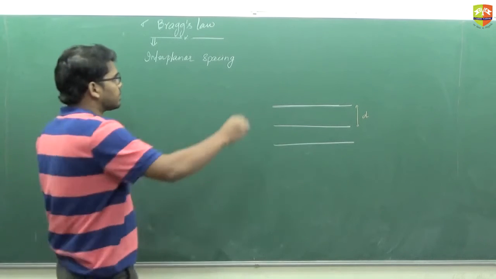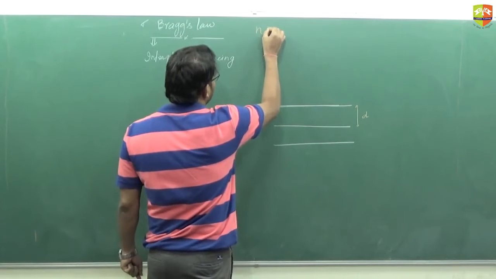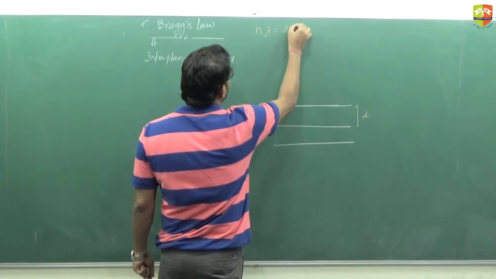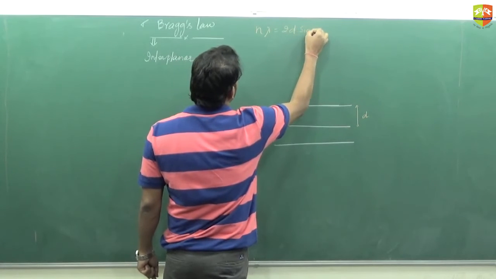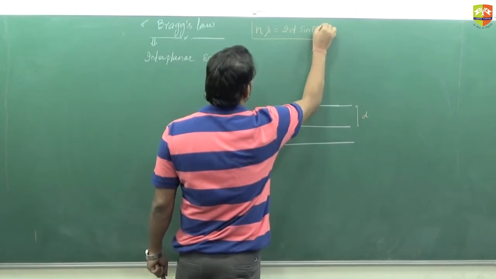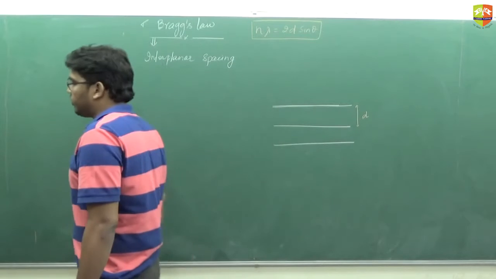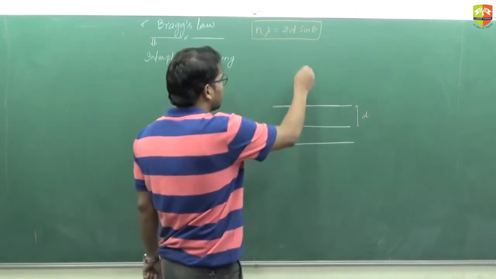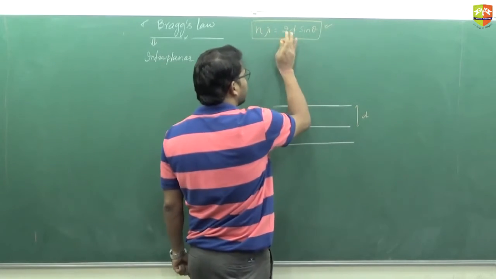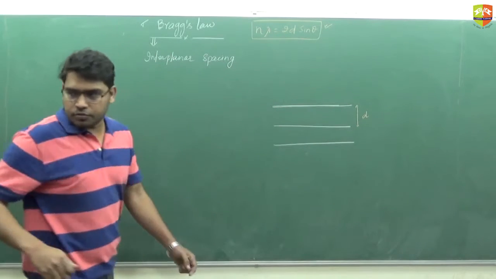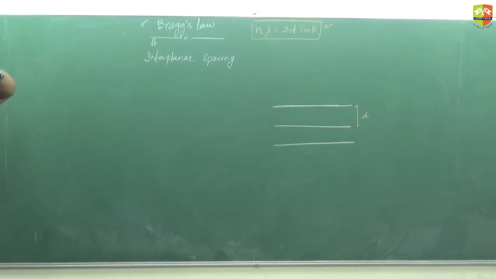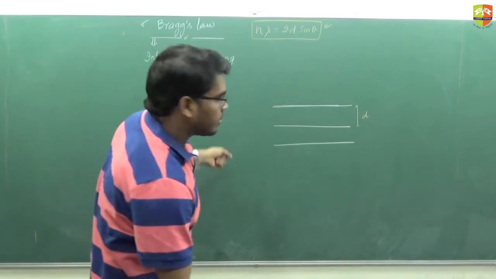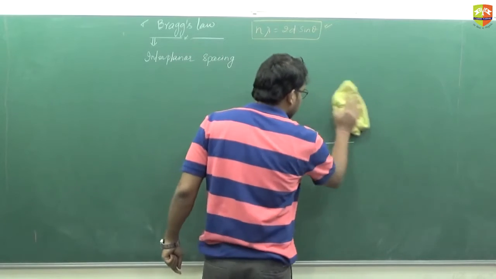The relation of Bragg's law is n lambda equals 2d sine theta. n lambda equals 2d sine theta. With this equation, you can solve all the questions of this type. Whatever numerical question they ask, with this equation you can solve it. Everything will be given, and one unknown will be there. Use this formula and get the answer. I'll discuss that. But how do we get this expression, n lambda equals 2d sine theta? That we are going to discuss.